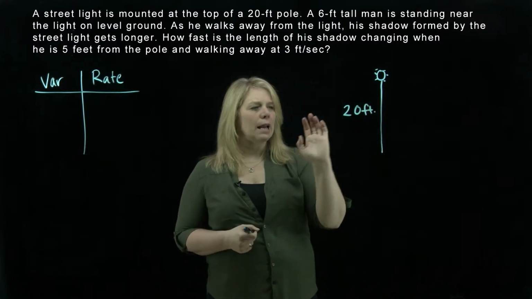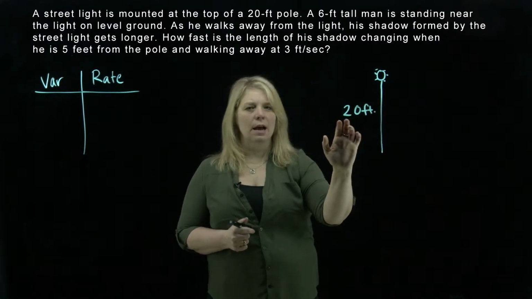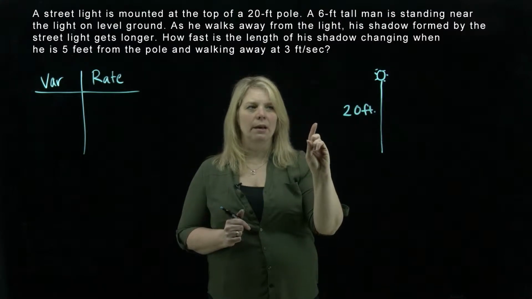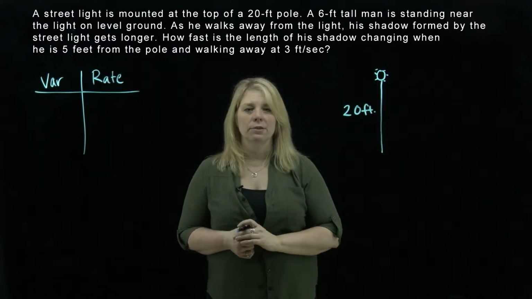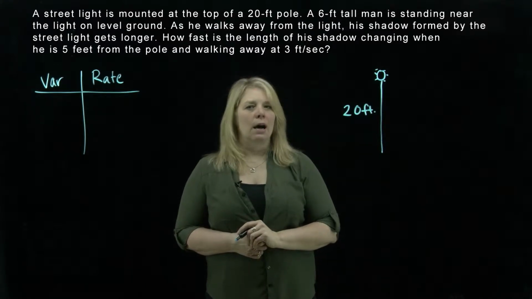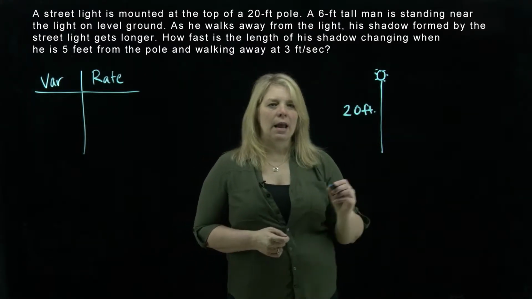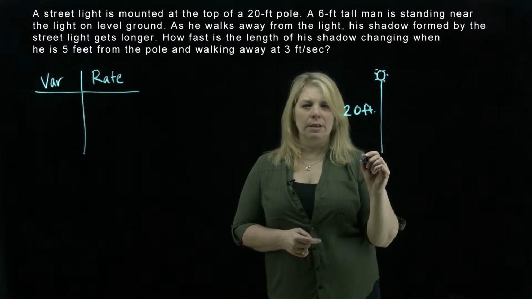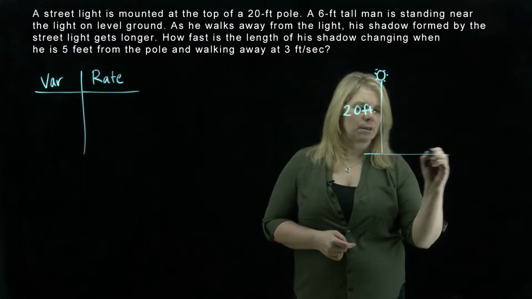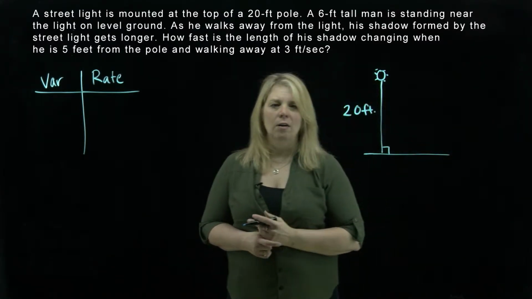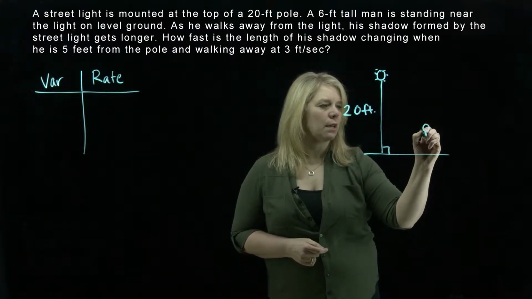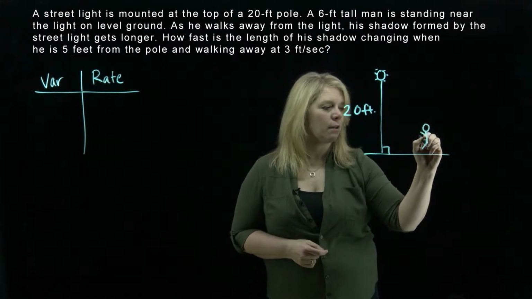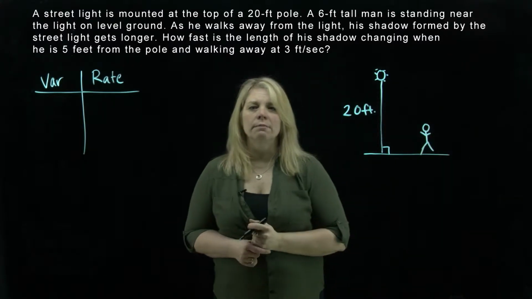So before I label things with numbers, I might make sure I read through the problem that the height of that pole is not changing. It's not. There are other things changing in the problem. And then we've got a 6-foot man standing near the street light on level ground. So we'll draw the ground here. We've got a right angle in there. So a triangle here. We've got a little person standing over here, not to scale. Okay, so there's the person.